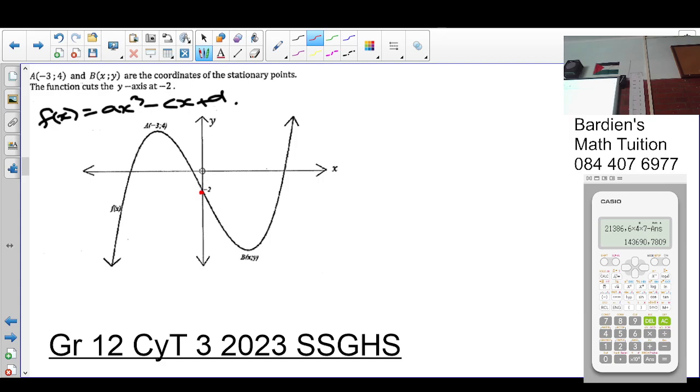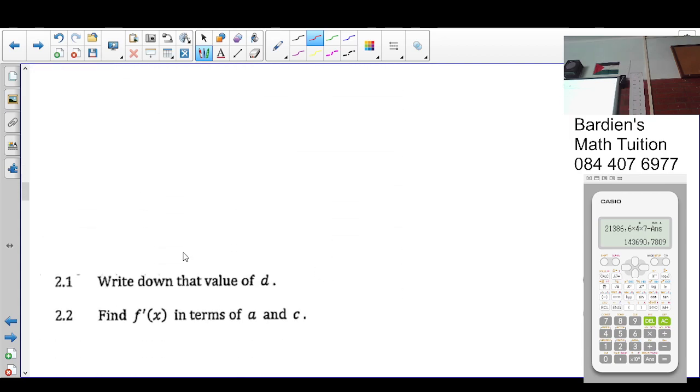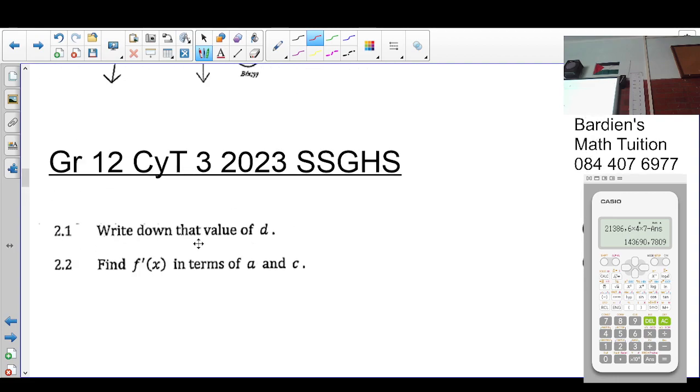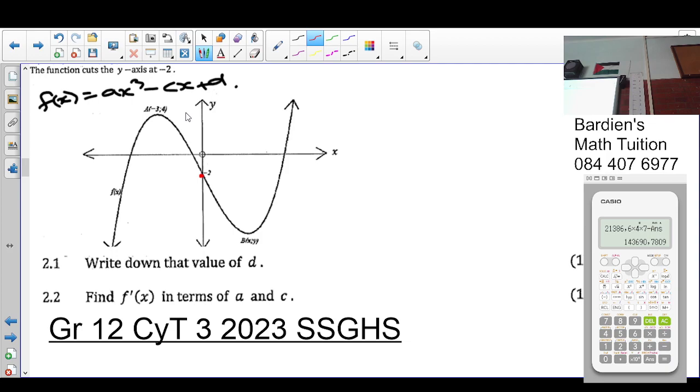Let's look at the first question. The question says, write down the value of d. And d, of course, is your constant. So what is your d value? d is equal to negative 2. Then it says in 2.2, find f prime of x in terms of a and c. So I apply my derivative: f prime of x equals 3a x squared minus c. And remember, d is your constant, negative 2 in this case, and the derivative of a constant is 0.